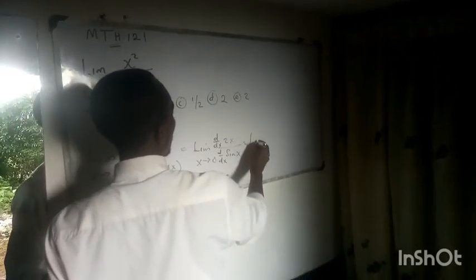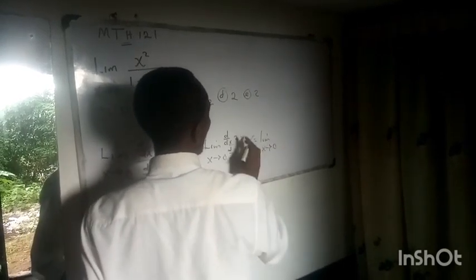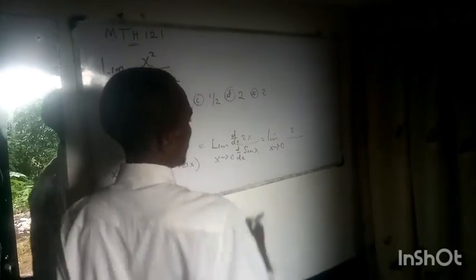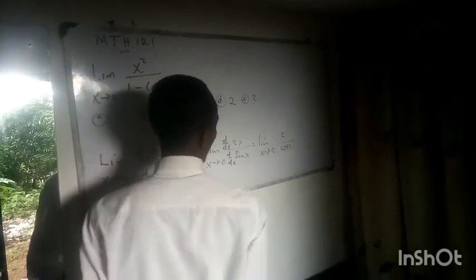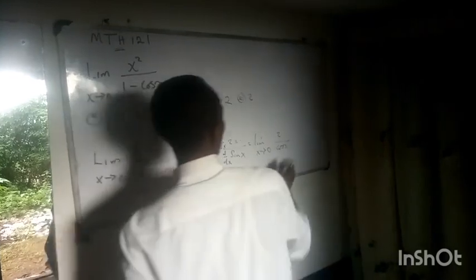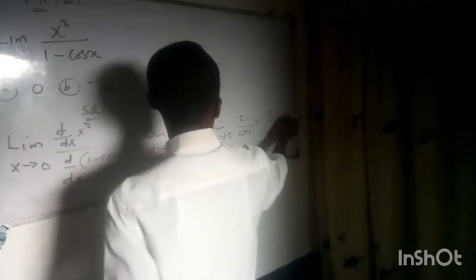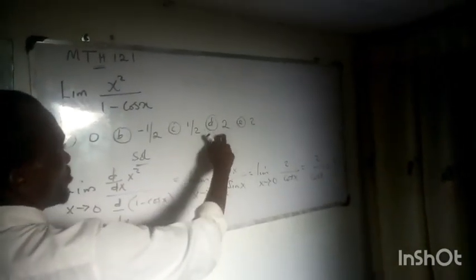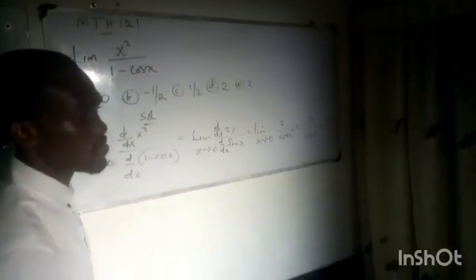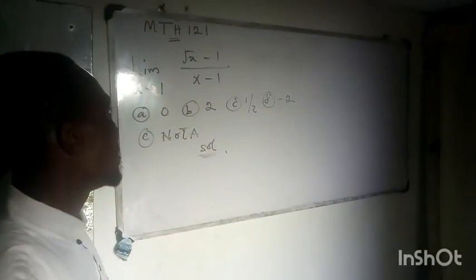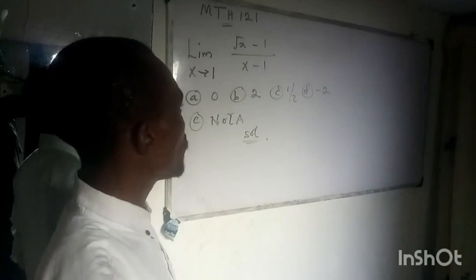So this is the limit as x tends to 0. The differentiation of 2x is 2. The differentiation of sine x is cos x. Now I think it's going to work. So this is going to be 2 over cos 0, and cos 0 is 1. So the answer is 2. So we are going to look at another limit question and see how to deal with it.